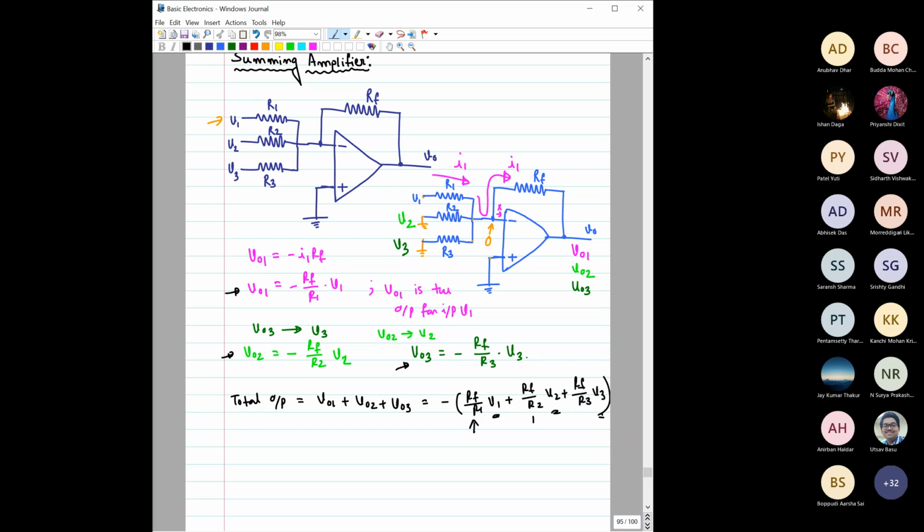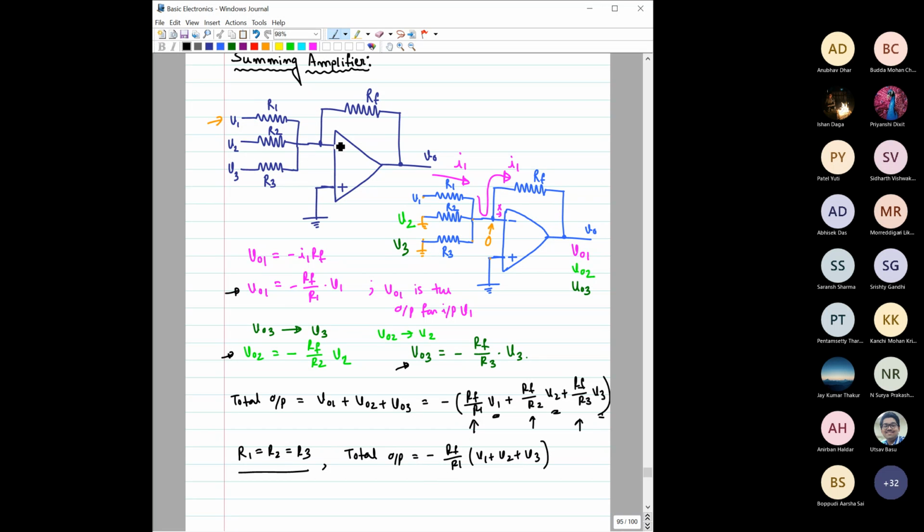So here for this V2, similarly, it is RF by R2. For V3, it is RF by R3. Then it is adding. It is not adding directly, but we can always choose this combination: R1 equal to R2 equal to R3. So if you choose this combination, then the total output can be written as RF by R1 into V1 plus V2 plus V3, right?